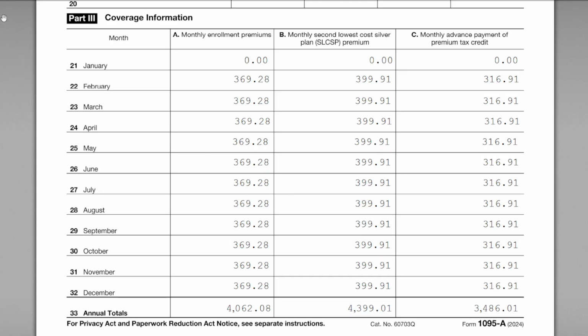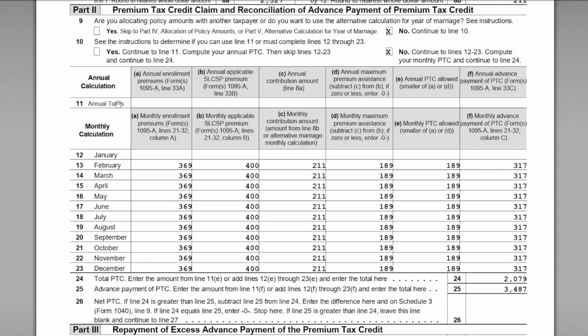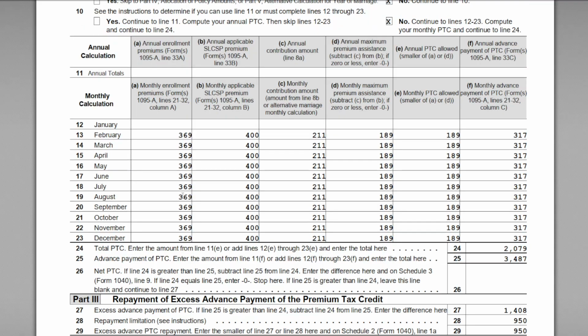If that's not the case, then you're not going to be able to use the annual totals amount on line 11. You're going to have to enter the values for each and every month, and that's what we're going to have to do here. All right, so now when we look at lines 12 through 23, the 1095A pulls information for 3 columns. So column A, B, and F derive the information from the 1095A. Columns C, D, and E are calculations that are done on this form after you've entered the amounts for A, B, and F.